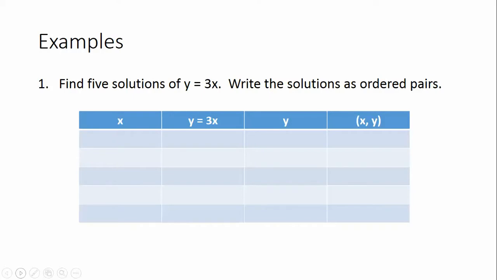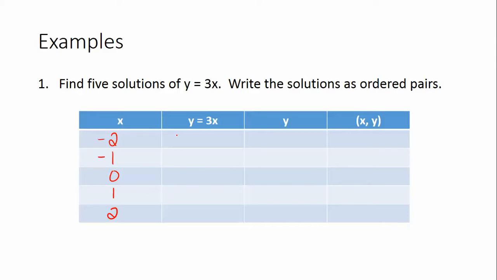So first, we're going to find 5 solutions of y equals 3x. We're going to write the solutions as ordered pairs. Typically when we do this, I want you to use the same 5 numbers: -2, -1, 0, 1, and 2. Those are the 5 numbers that we'll use for x throughout most of this lesson today. In your homework, I'm a little more specific on the worksheet, and I give you different x values as the problems change.